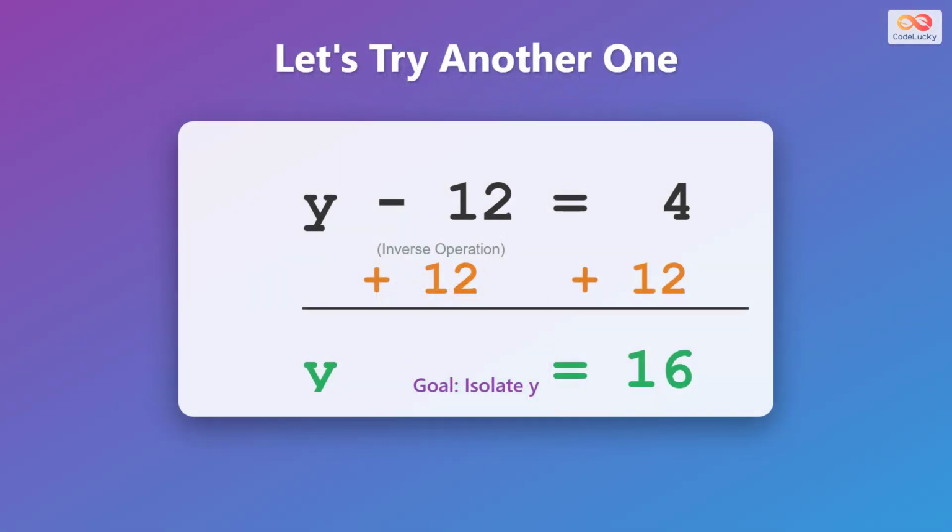Let's try one more. y minus 12 equals 4. Our goal is to isolate y. We see a minus 12, so we do the opposite. We add 12 to the left side, and we add 12 to the right side to keep it balanced. Minus 12 and plus 12 cancel out. 4 plus 12 is 16, so y equals 16.